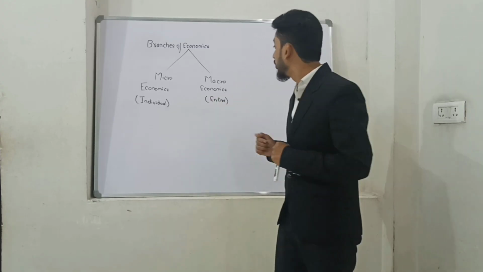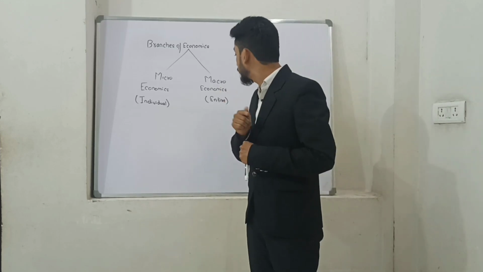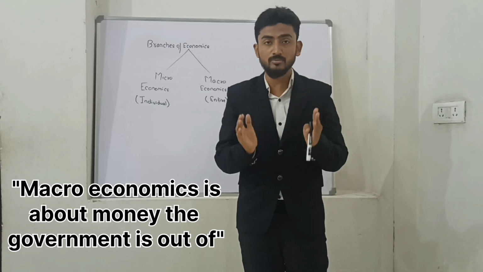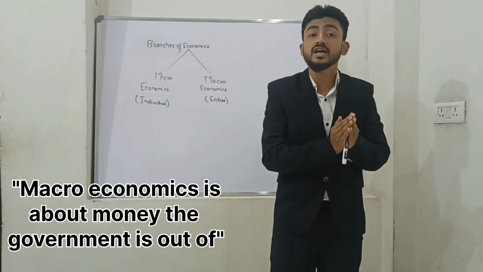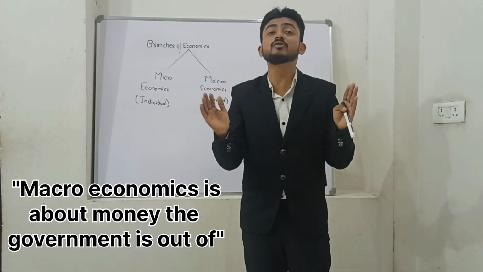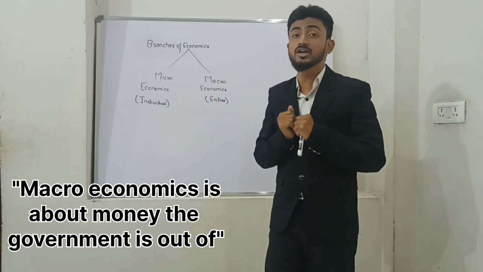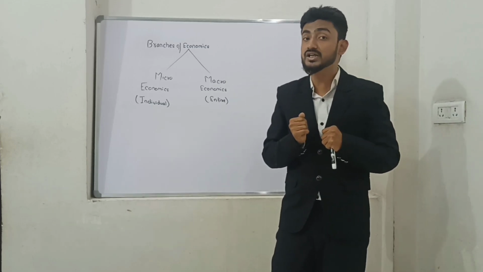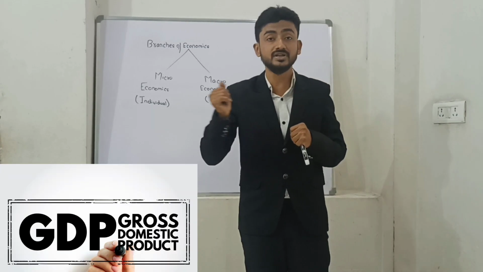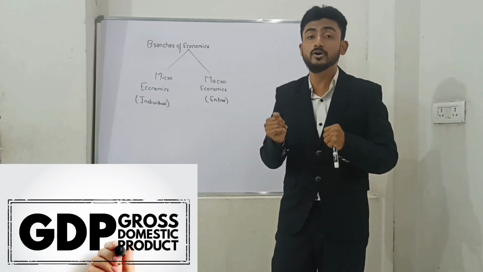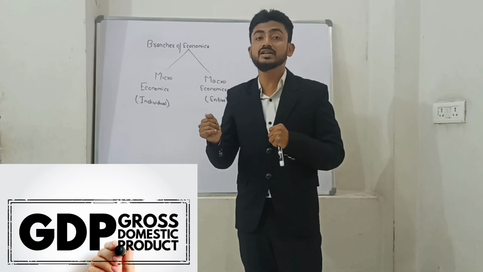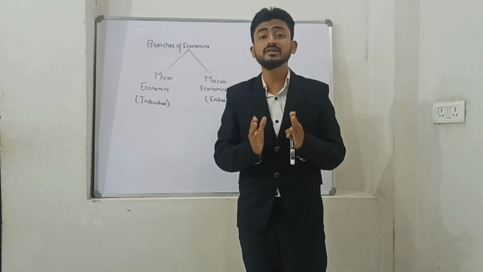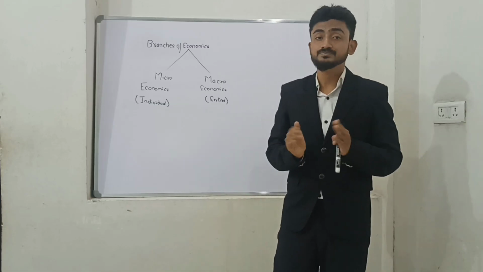Now let's talk about macroeconomics. As I told you earlier, it deals with the entire economy, not a single unit. It deals with all the units, the sum of all the units. Take the example of GDP. As we know very well, GDP is gross domestic product, the sum total of all the products produced in one financial year in one country. It deals with the entire economy.